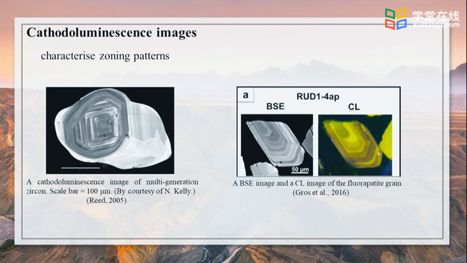As shown in the right figure, the 2 innermost zones in the fluorapatite grain may be indiscernible in the backscattered electron image, but visible using the CL image because of different amounts of rare earth elements and/or manganese in the fluorapatite structure.